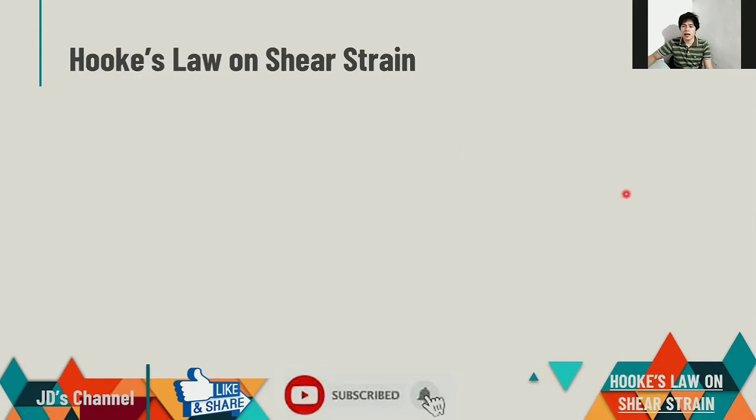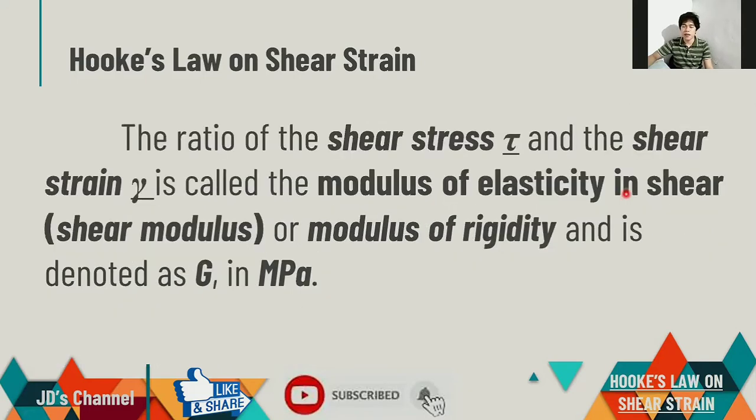And then next is Hooke's law on shear strain. The definition: the ratio of the shear stress tau and the shear strain gamma is called the modulus of elasticity in shear, or the shear modulus, or another name for it, class, is modulus of rigidity. It is denoted as capital G, and its unit is MPa.